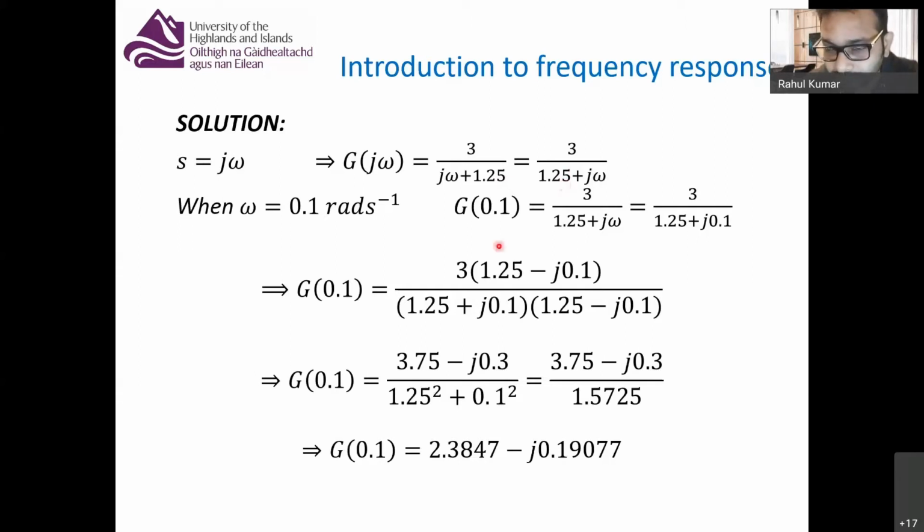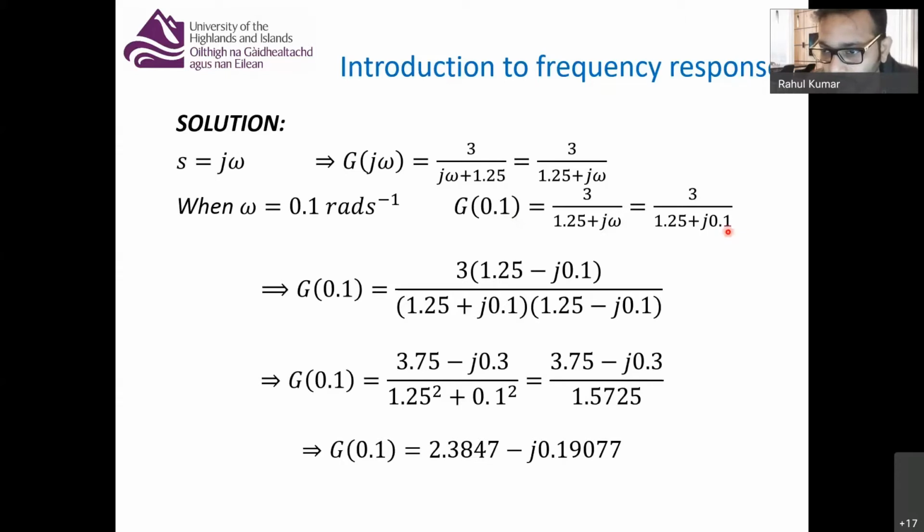Now the second step would be to apply the value of omega. Since your input and the output have the same frequency, I have applied this frequency to my system. So instead of omega, I will replace it with 0.1. So in the above equation, I have replaced omega with 0.1.